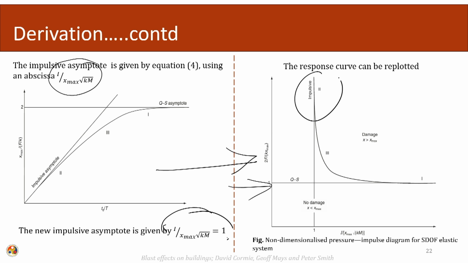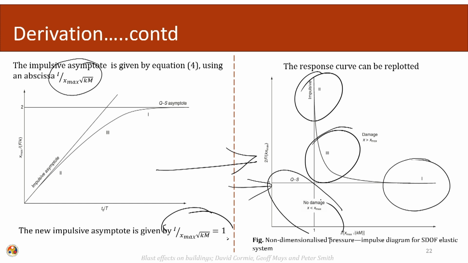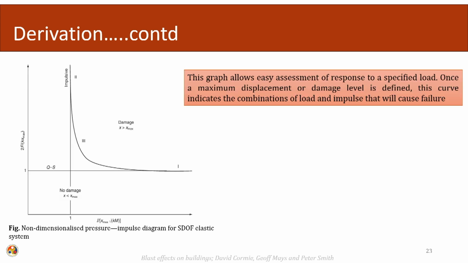So, this becomes my impulsive region, dynamic region and my quasi-static region. If it remains below this line, there will be no damage, and if it is above this line, there will be damage to the structure. So, from here to here, we are changing from the response graph to the PI graph. So, what is this graph doing?